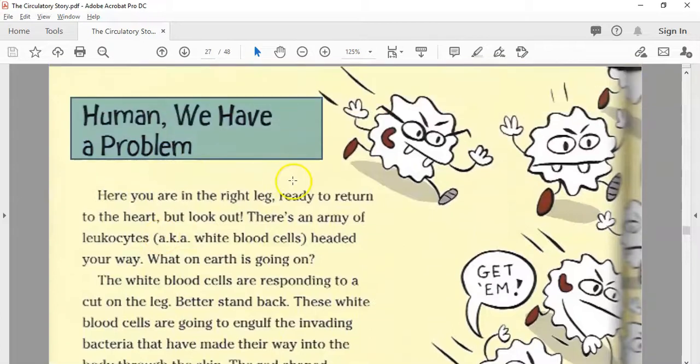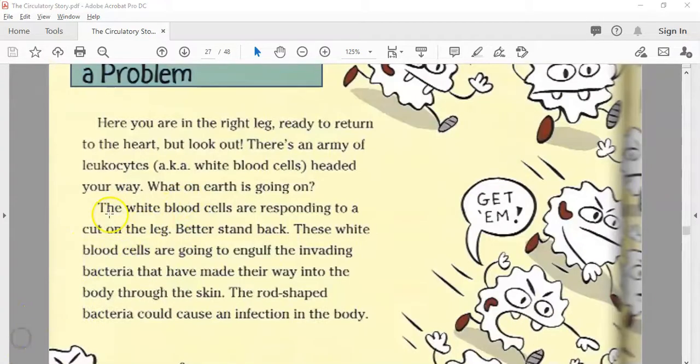Here you are in the right leg, ready to return to the heart. But look out, there's an army of leukocytes, aka white blood cells, headed to your way. What on earth is going on? The white blood cells are responding to a cut on the leg.